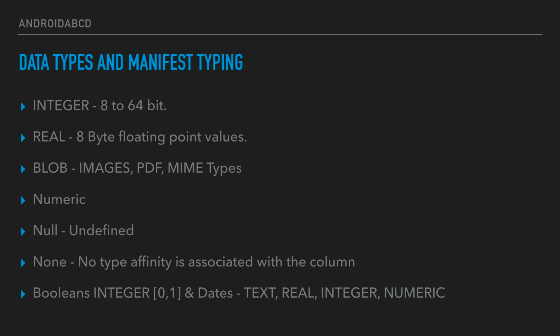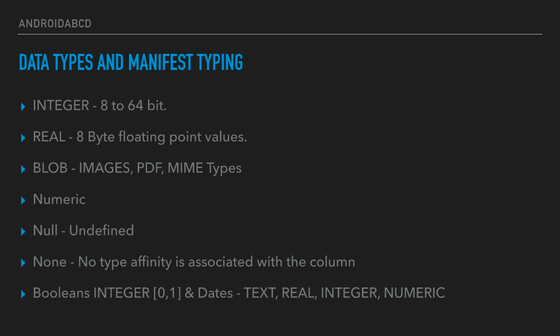The next data type is real, which can accept floating point values, and it can accept double values and floating point values. Another popular data type is blob, which is a binary large object and can hold images, PDFs, and other kinds of MIME type files. The numeric value includes real, integer, floating, double, all of those values. And the null value is undefined. When you have a column which is undefined, it will have a null column type. And there is a possibility of a type affinity which can accept none, which holds nothing but no data association on a particular column.